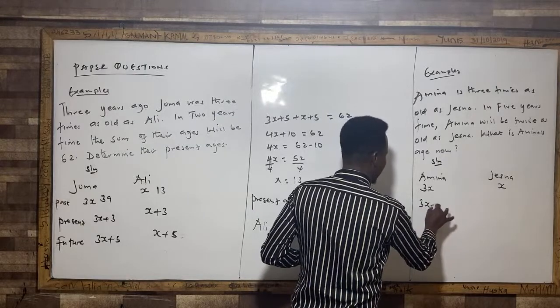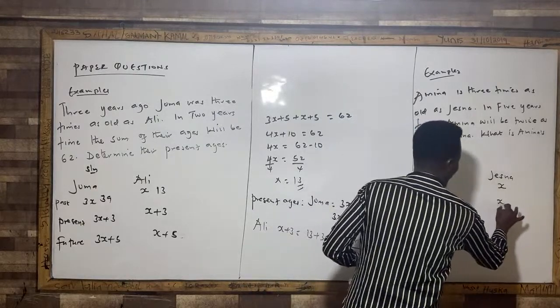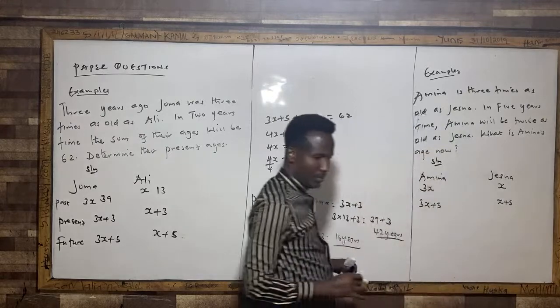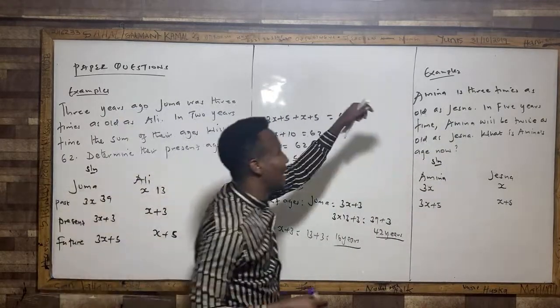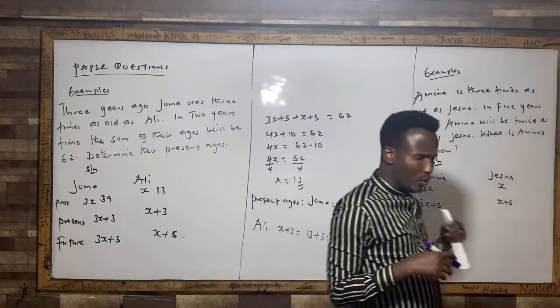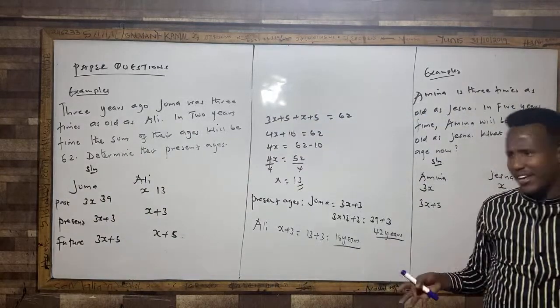Then in 5 years' time, let's go. In 5 years' time, that's in the future, so we add. So this will also be x plus 5. You are told in 5 years' time, Amina will be twice as old as Jesna. Now the question here is, we don't have the sum of their ages.